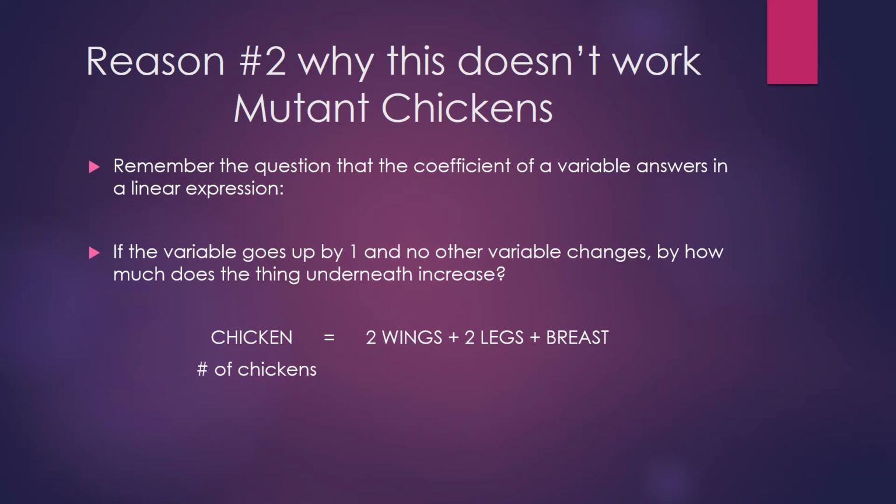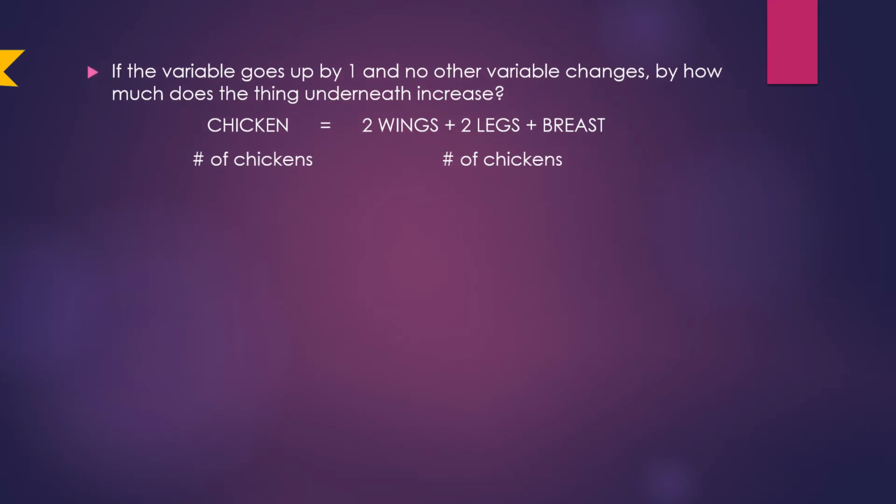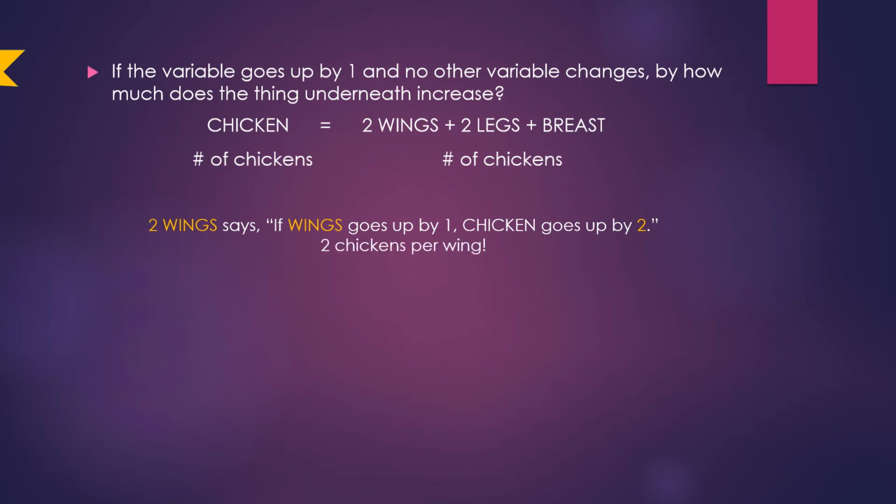Because the two sides are measured in the same units, that means the right-hand side is measured in chickens as well. So what's that 2 in front of the wings variable saying? Remember, the coefficient tells you how much the thing underneath goes up when the variable goes up by 1. So let's give that a whirl here. 2 wings says if wings goes up by 1, the thing underneath, chicken, goes up by 2. That is, it says we get 2 chickens for every wing.